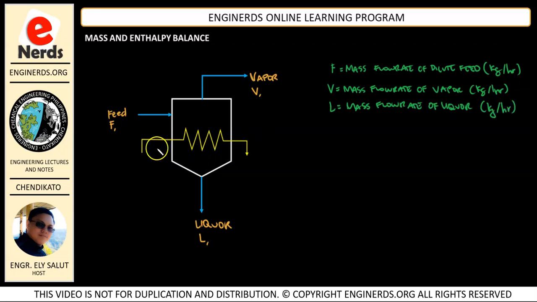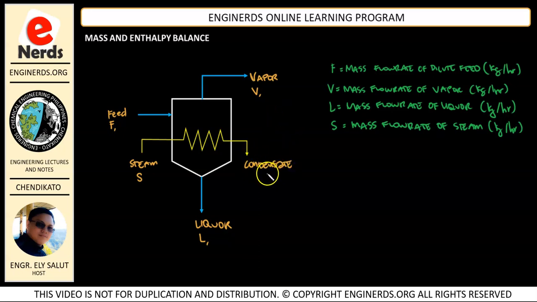Alright, we also learned that our steam is entering our heat exchange coil right here. So this is our steam. And we label this as S. Okay, so we could write here our S as the mass flow rate of our steam. Okay, so we also learned that our condensate here is also equal to S because there is no mixing happening between the steam and our feed.